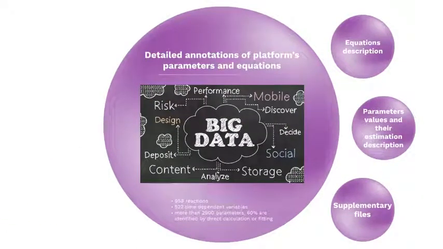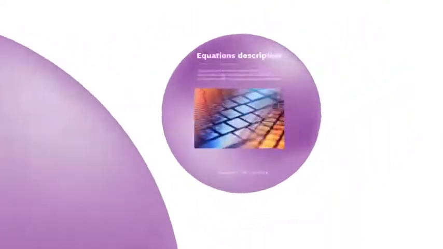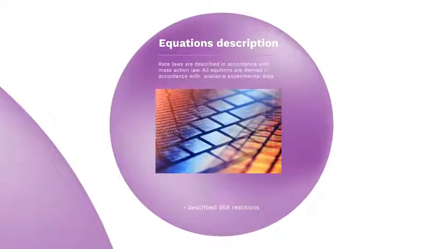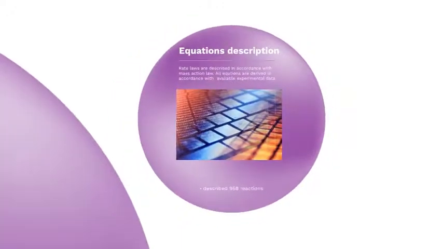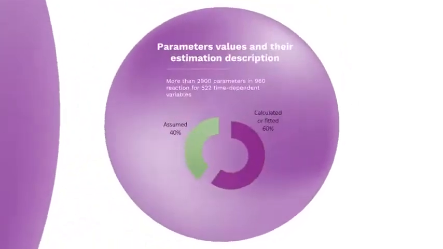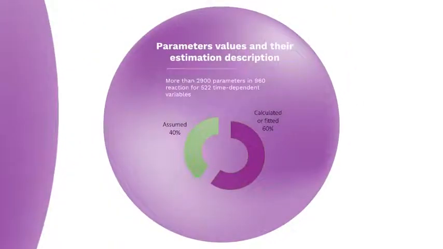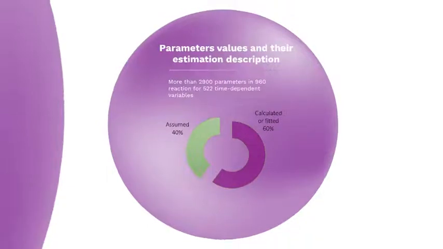Also, the IRT project team provides detailed annotation of the IRT core model including equation description, parameter values, and their estimation description, and supplementary files. Rate laws are described in accordance with mass action law. All equations are derived according to available experimental data. 60% of parameter values are calculated or fitted, and only 40% are assumed.